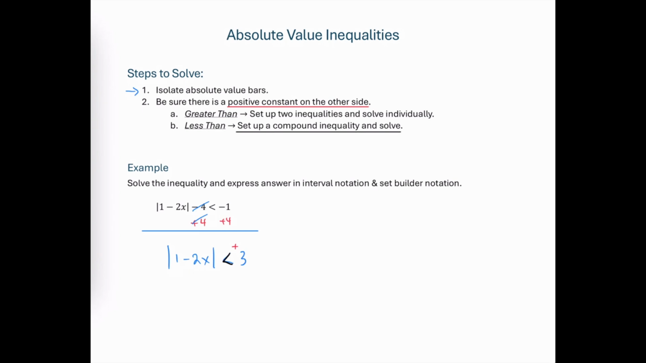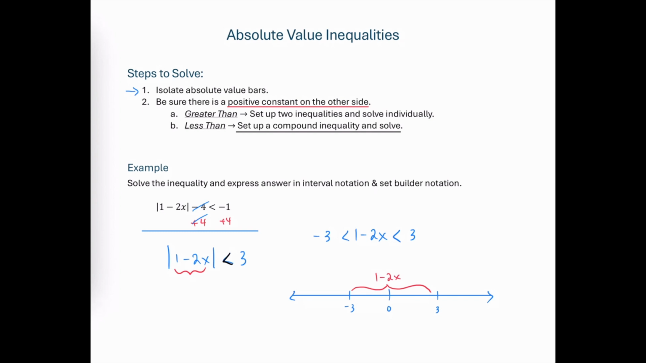And that compound inequality is going to be such that what is inside the absolute value bars is going to be sandwiched in between the positive 3 and the negative 3. And let's think about why that is for just a quick moment. In order to have an absolute value that is less than 3, the 1 minus 2x that's inside the absolute value bars has to fall somewhere in between the negative 3 and the positive 3.